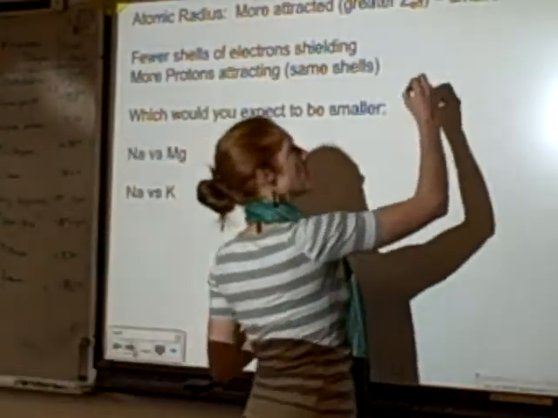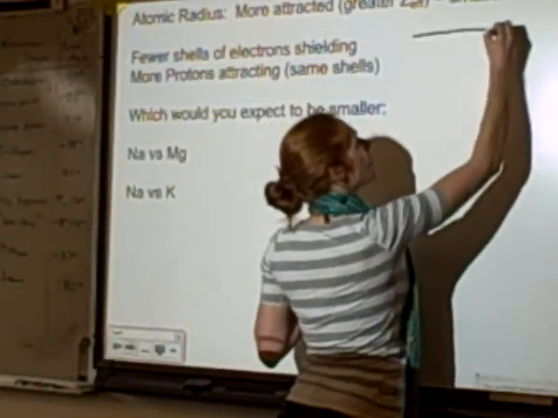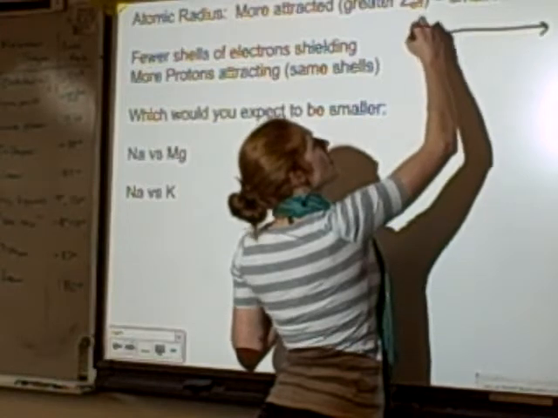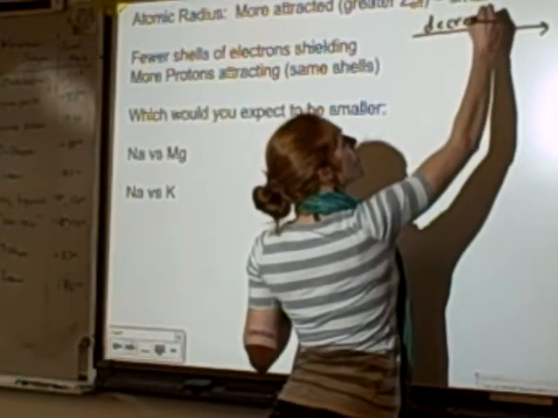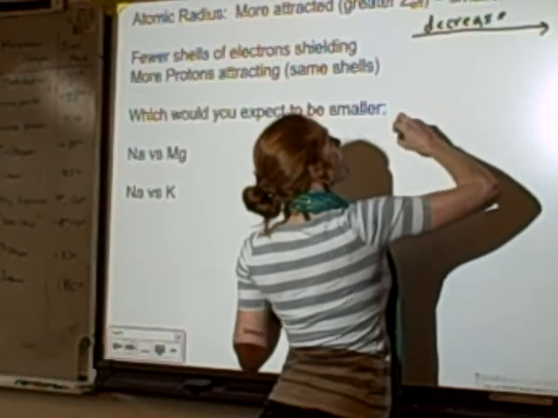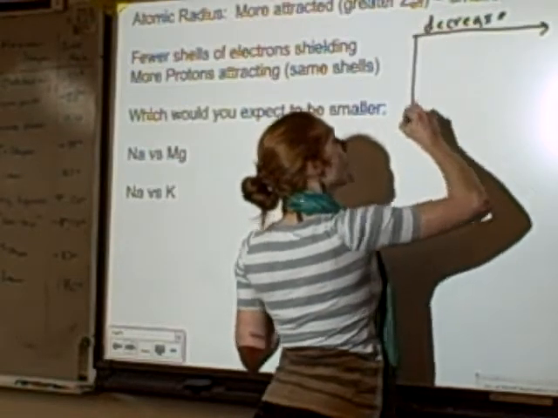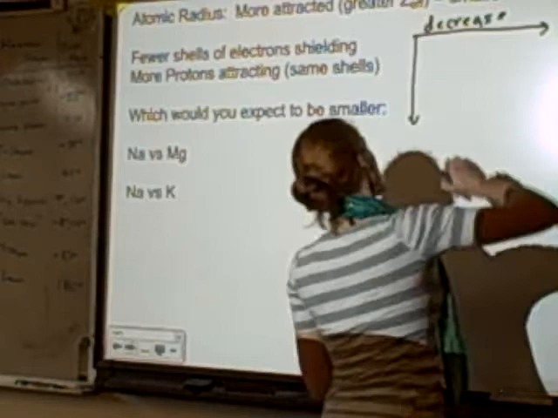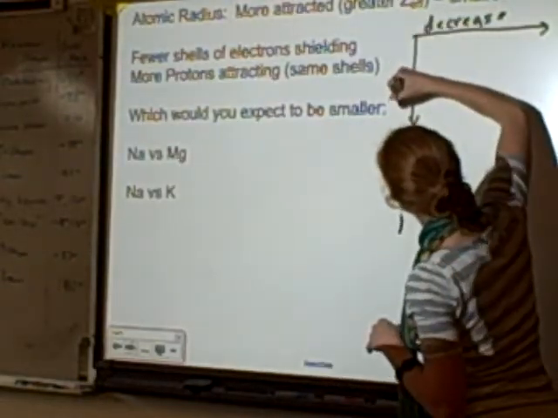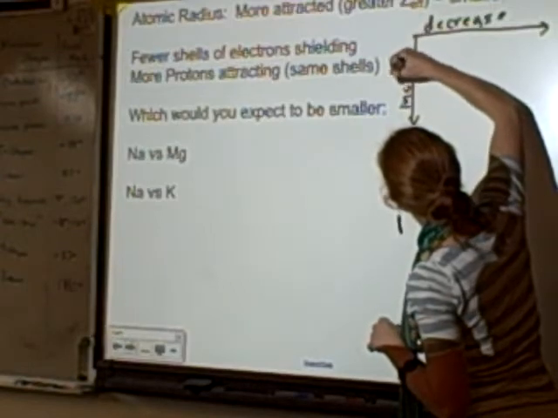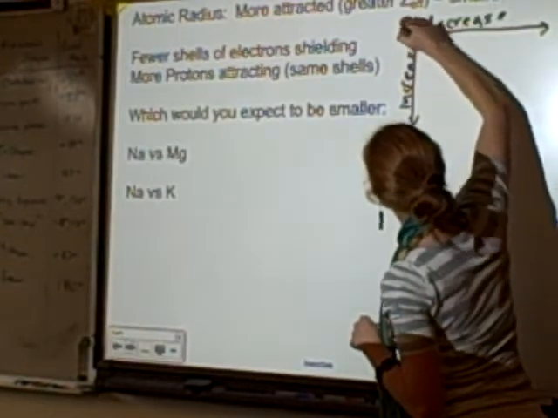So the general trend for atomic radius is that as you go across, the atomic radius is going to decrease because attractions increase. And as you go down the periodic table, you're adding more shells. So there's more layers to be attracted, and there's more blocking, so there's less attraction. So it's going to increase, the atomic radius is going to increase as you go down.